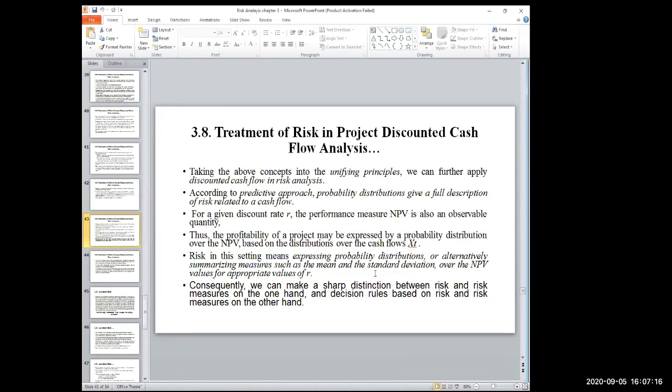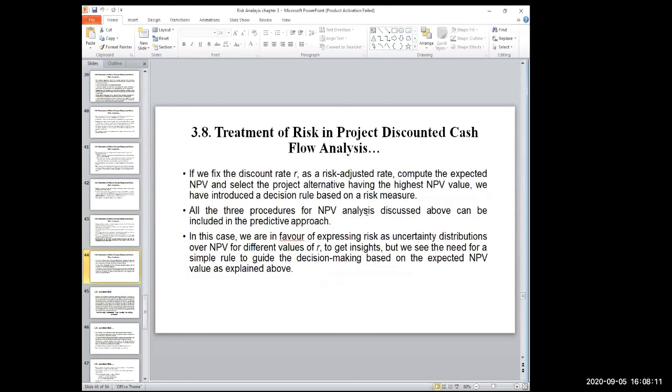Under the unifying principles. So at the end, we can make a sharp distinction between risk and risk measures on the one hand, and we can put forward decision rules based on the risk and risk measures on the other hand. Under normal conditions, we use the project cash flow to decide on a project using net present value. But now, what is the concept of net present value? Under the unifying principle, we have changed it to risk analysis. So we can use it as a risk analysis tool. One purpose of discounted cash analysis is that it can be applied as a risk analysis mechanism, because discounted cash analysis is often used for project evaluation purposes, right? Project evaluation purposes.